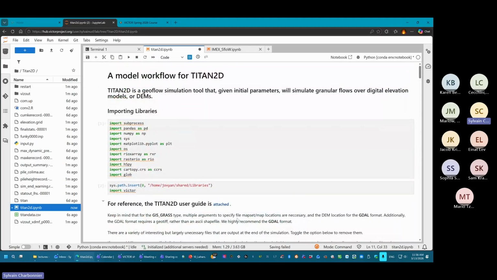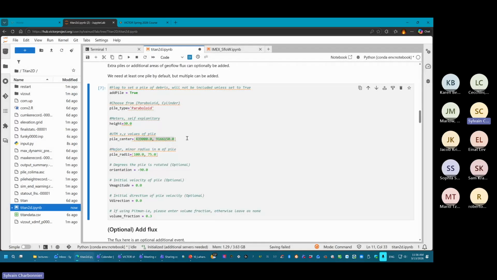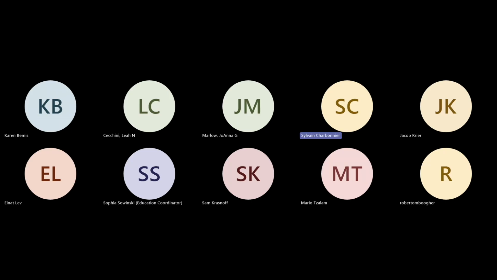But otherwise, that's all you have to do to actually run Titan to simulate a lahar. And for Imax, it's a little bit similar. I haven't tried it yet, but you can also just change the rheology. Each rheological law has a different number, so you can choose the rheology for lahar, and I think just change the initiation point, and you should be able to get the simulation running.